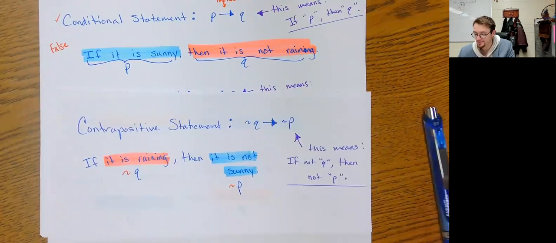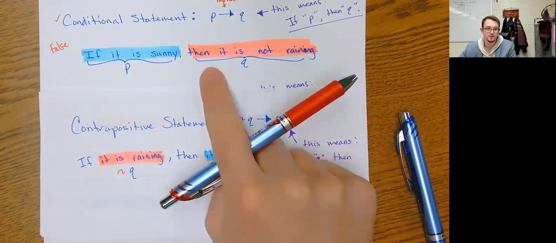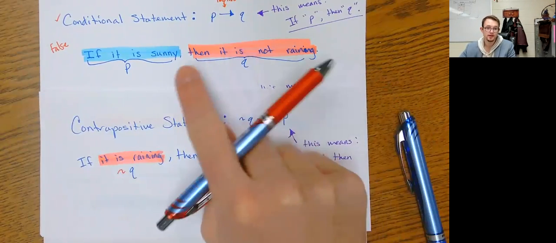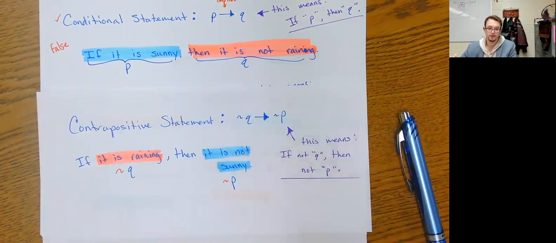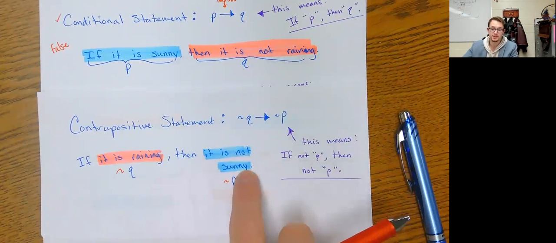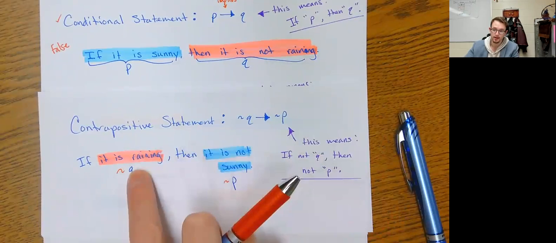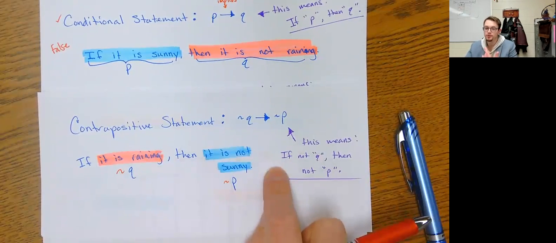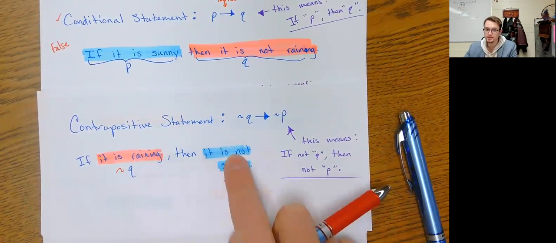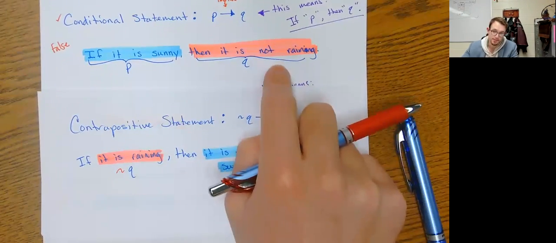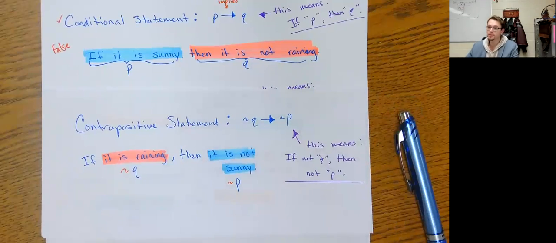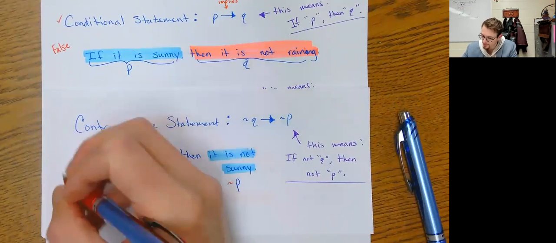This is false for the same reason that this one was false. It can be sunny and raining. It could also be raining and sunny, which means this is false because it says if it is raining, it's not sunny. That's not true. Doesn't have to not be raining just because it's sunny outside. Hence how, like I said, we get rainbows. All right, so false.